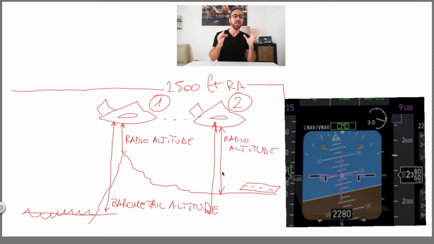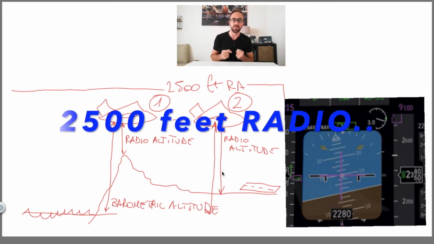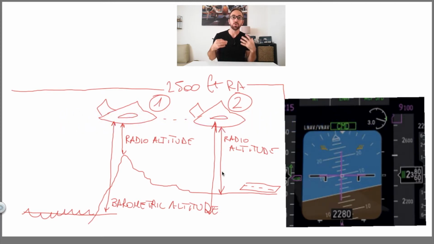It is extremely important to understand that the radio altimeter works below 2,500 feet. Whenever you are below 2,500 feet, the radio altimeter will start to work and the pilots will start to have indications about the radio altitude. As you can see here on the right side, there is a primary flight display of a Boeing 737, and this box tells you your radio altitude. In this case, we have 2,280 feet radio altitude, but the barometric altitude is 2,370 feet.